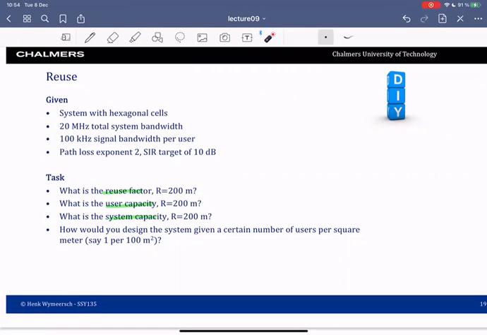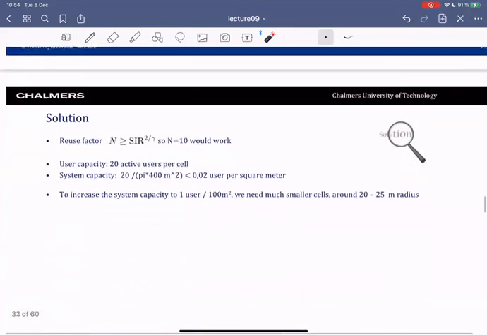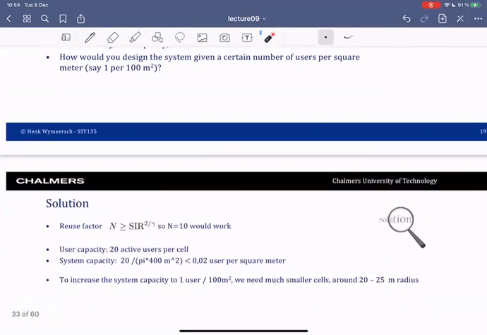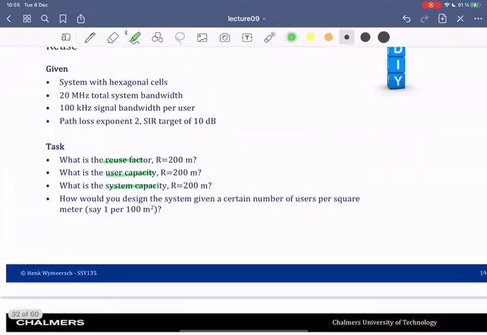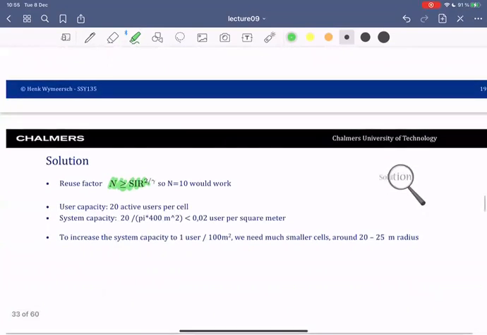Welcome back. Now let's look at the solution of this problem. So we've seen this expression for the number of cells in one cluster. And we know our signal to interference ratio, we know the value for this, we know the path loss exponent, and then we can solve and we find that n is a reasonable value.